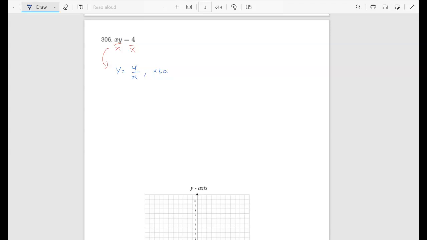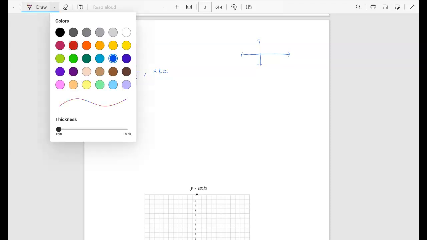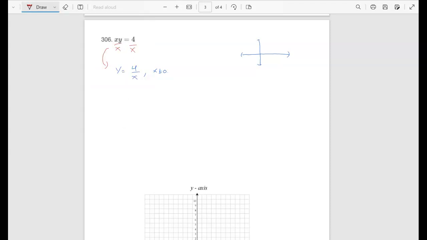Because we have that constant of 4 there, let me pick some values so we can have at least some coordinate points as a reference. Our parent graph for this one is going to be a function. This is another type of hyperbola, but it's from the content of the first exam. So this is what it's going to look like.